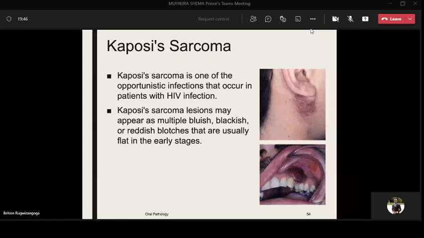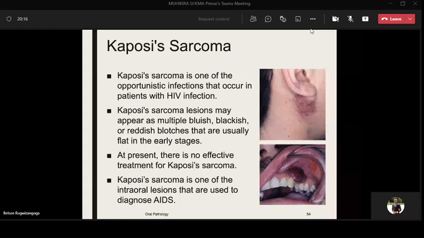So there is no effective treatment for Kaposi sarcoma, but what happens is that, for example in Rwanda, when a person has it and has HIV, when you give them AIDS drugs, often this cancer starts to reduce. So it's one of the intraoral lesions that are used to diagnose AIDS, meaning when a person infected with HIV develops Kaposi sarcoma, automatically we say he or she is now in the AIDS stage.